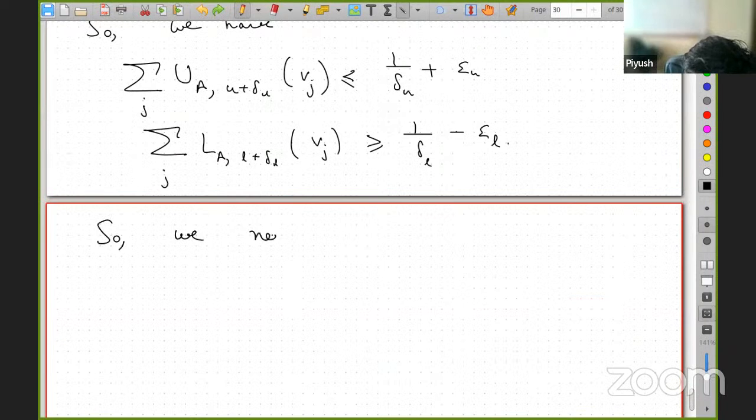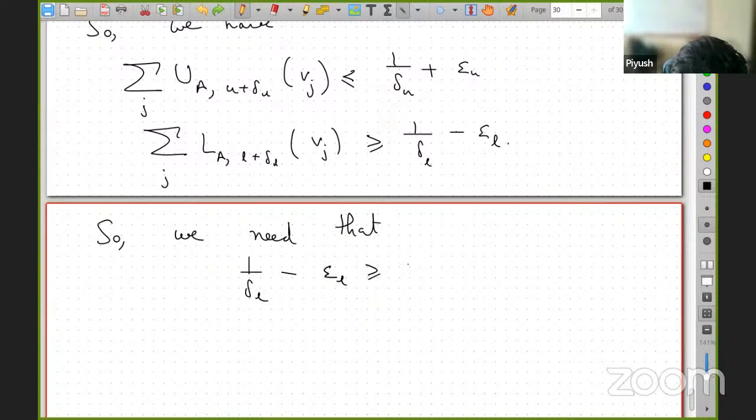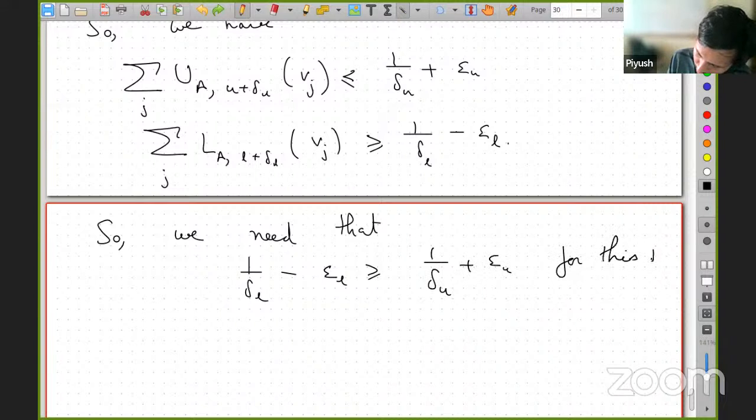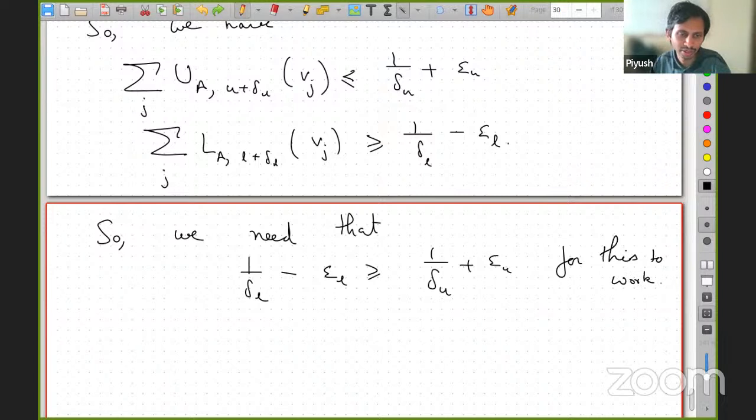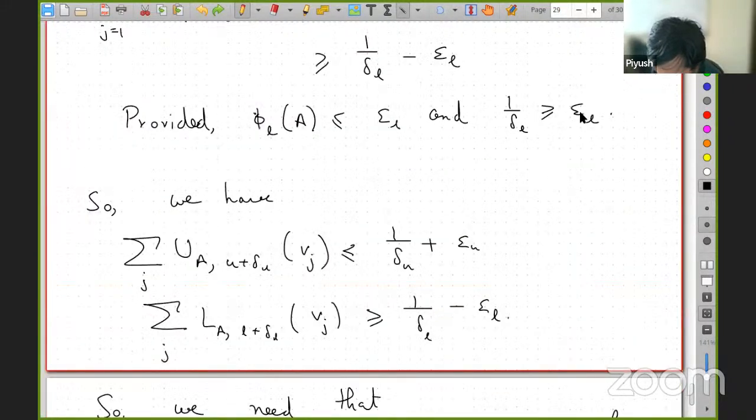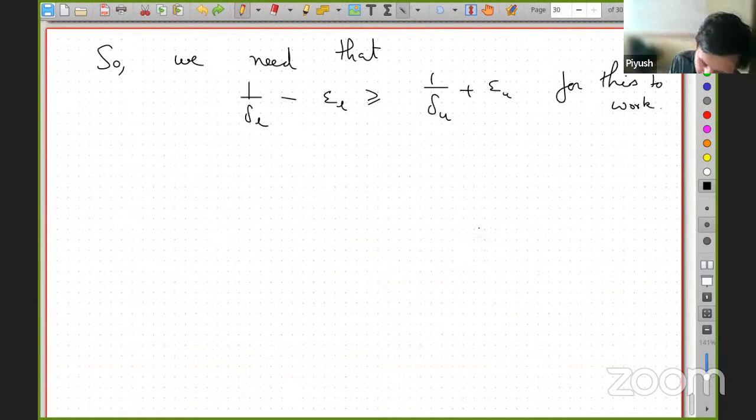So we need that 1 over delta L minus epsilon U must be bigger than 1 over delta U plus epsilon equals to. And now we can get the conditions. So this is another condition. We have added another condition here, that along with this, delta L epsilon L is less than or equal to 1. Right? So we also added this one. So now we can set parameters.